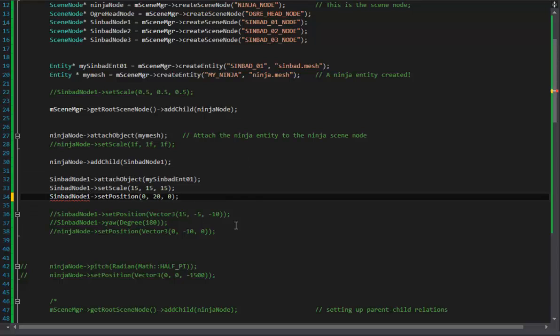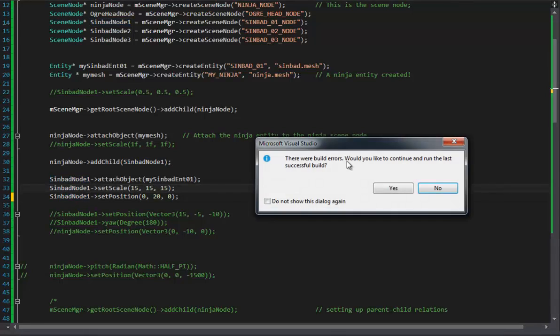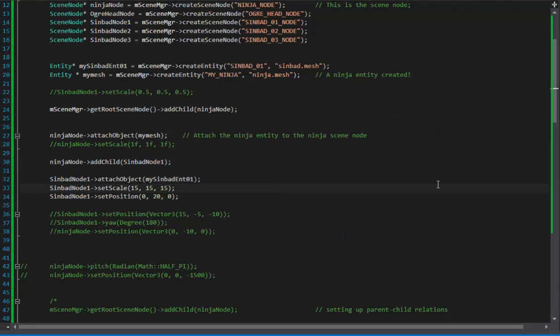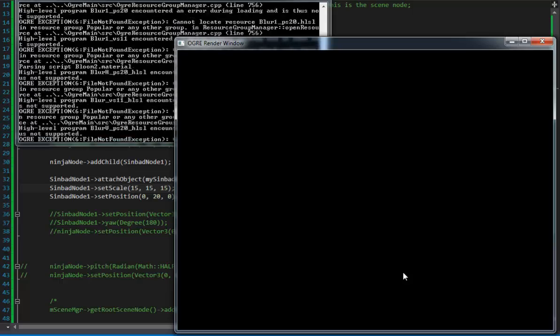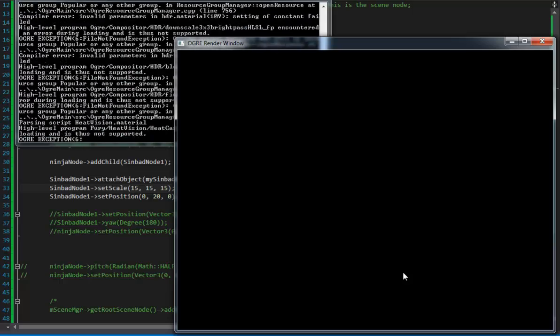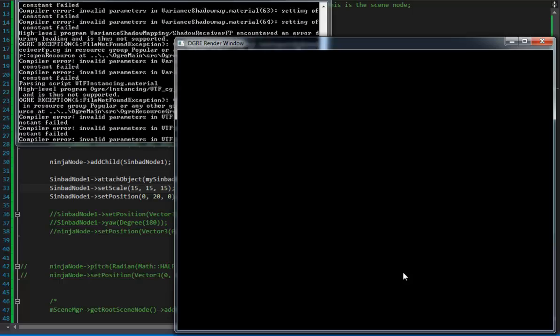Sinbad node. Okay, now recompile. I misspelled Sinbad a few seconds ago, so I fixed that. So we have the scale of the Sinbad 15, which kind of makes it the same size as Ninja, roughly. And now I'll move the Sinbad 20 units upwards along its y-axis.